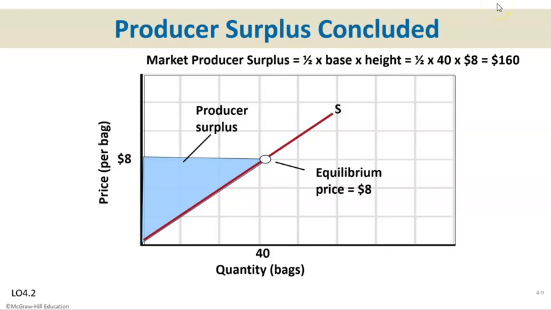Okay, when you calculate producer surplus, you would have done 1/2 times 40 times 8, and that would have given you $160. That's the measurement of the benefit that the producers receive from selling the product. And you know you want to use this triangle formula whenever you have the graph. This is much easier to find the market producer surplus from the graph than having to calculate it individually for all of the different sellers that we have.